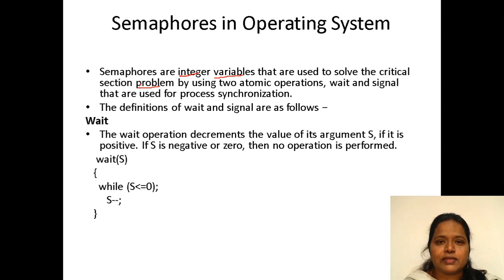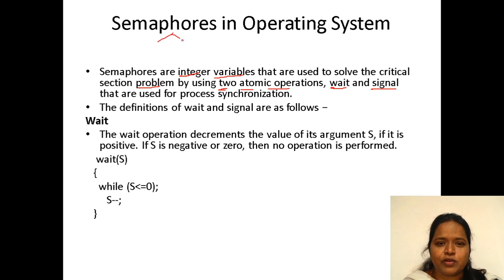So what do we mean by a semaphore? A semaphore is a variable that is used to solve the critical section problem. Today we will see how the semaphore solves the critical section problem. It uses two atomic operations. What are those two operations? The first one is the wait operation and the second one is the signal operation.